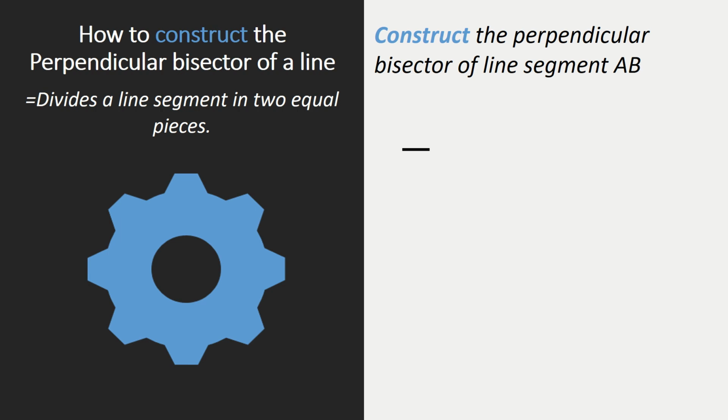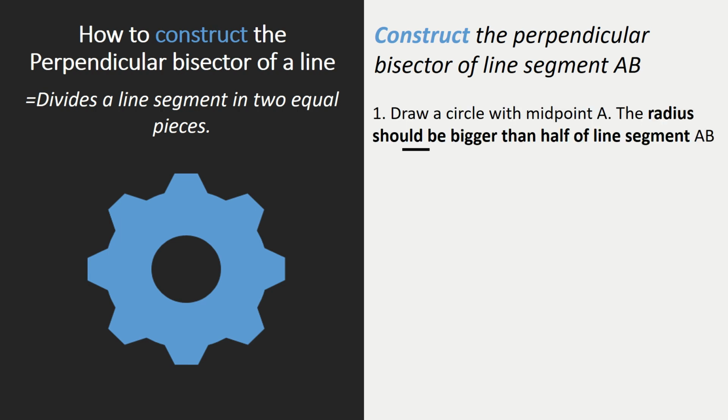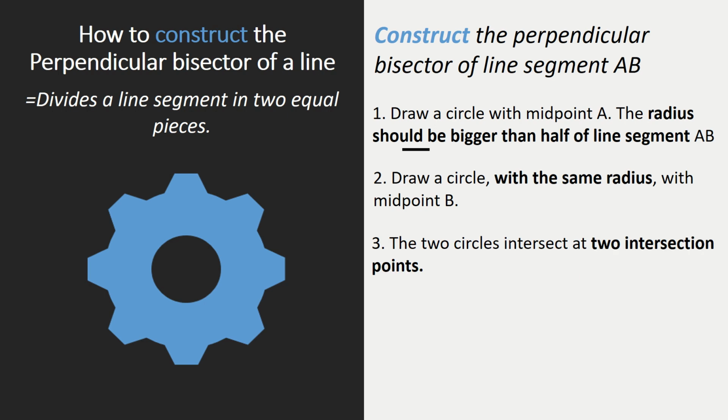And of course, I made for you some steps, so you can write it down in your notebooks. So the first step is to draw a circle with midpoint A. We've done that. The radius should be bigger than half of line segment AB. Then you need to draw a second circle with the same radius, but then with midpoint B. You've seen this in the little video.